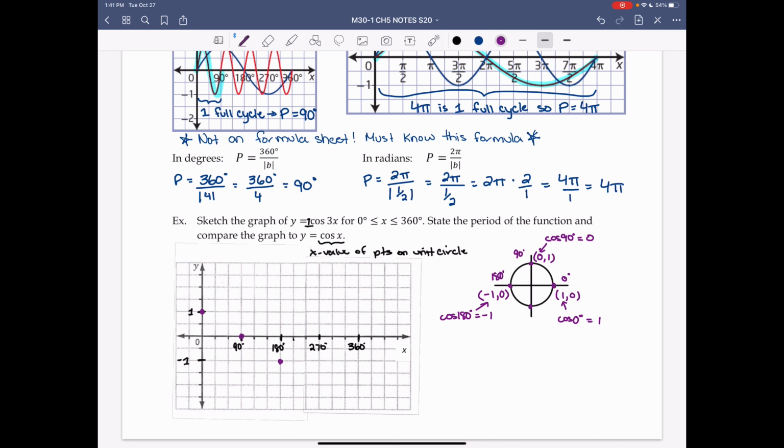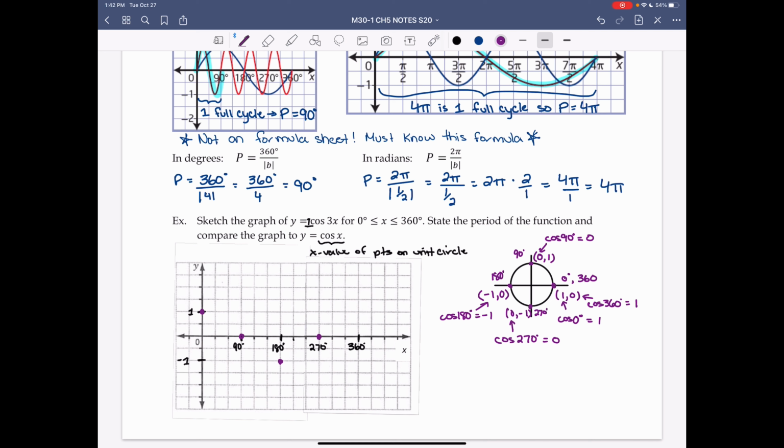And then we have angle 270 degrees, which is the point (0, -1), which tells us that cos of 270 degrees equals 0. Find 270 degrees on the x-axis and plot a point there where y equals 0. Then we get back around to the 0 angle, which is also 360. So we also have that cos of 360 degrees equals 1.